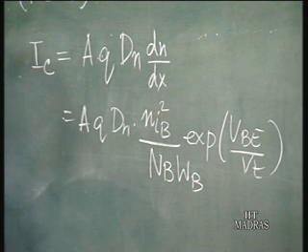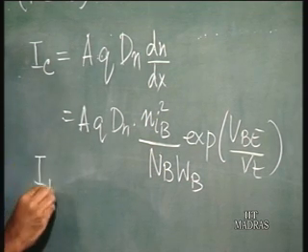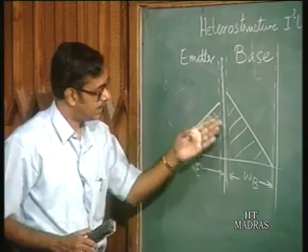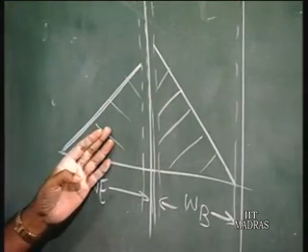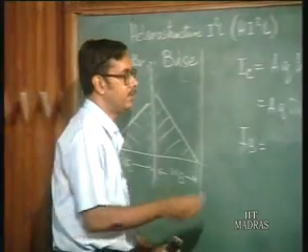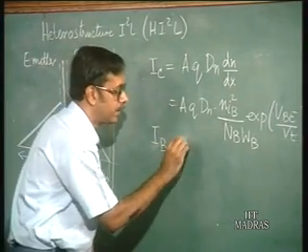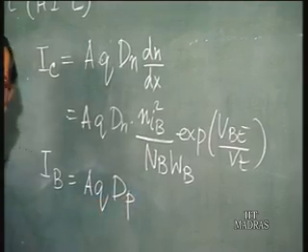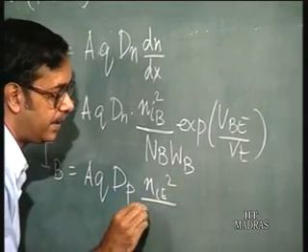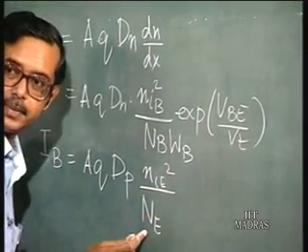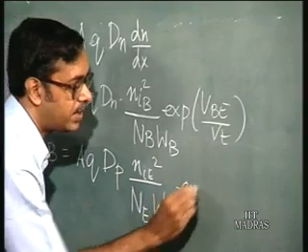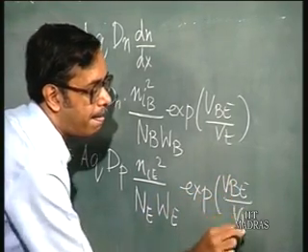Similarly, if I want to write IB, and I assume that the base current is primarily due to the injection of holes from the base to the emitter, this slope will give us the base current. And so, by similar analysis, IB will be equal to AQ, instead of dN you have dP because it is holes, diffusion coefficient of holes, Ni E squared by Ne, that is the emitter. Ne is the doping concentration in the emitter, We is the emitter width, again exponential VBE by VT.